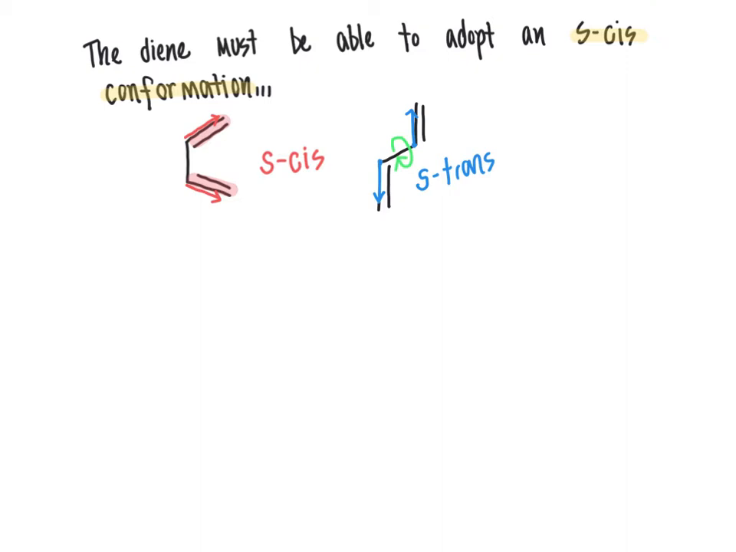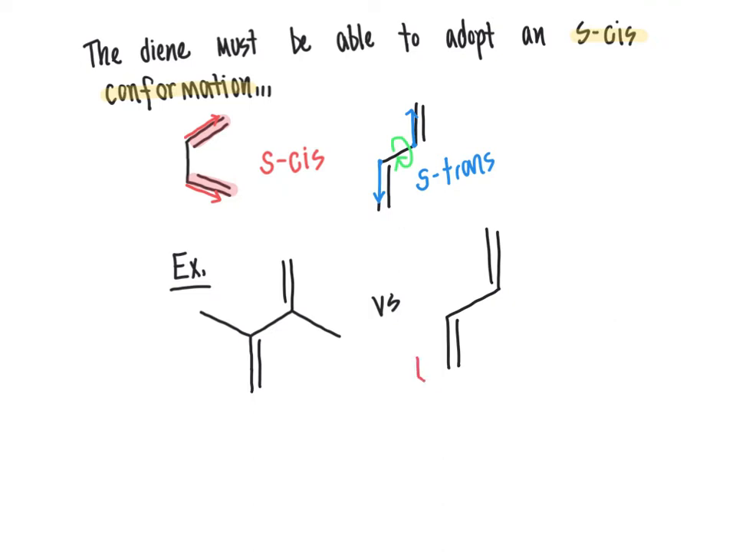For example, if we were looking at these two alkenes and we were thinking which one would we expect to react faster in a Diels Alder reaction, the structure on the right is going to react faster and be more amenable to Diels Alder.